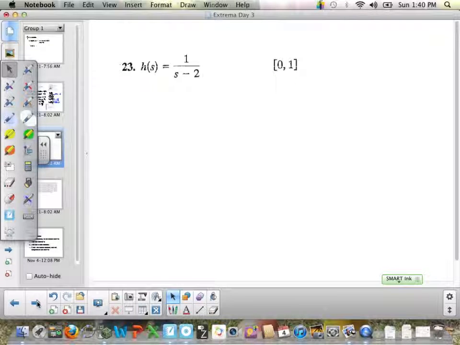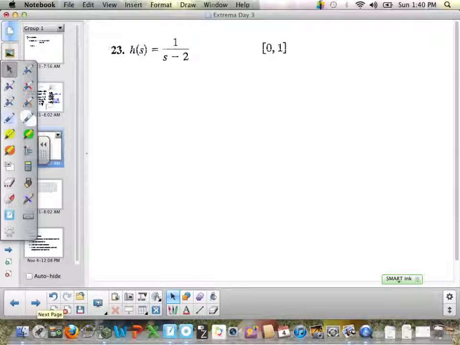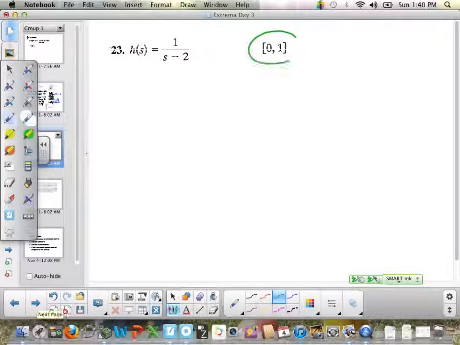H of s is 1 over s minus 2 on the interval from 0 to 1. Again, make sure it's continuous. There's a discontinuity at 2 here. However, our interval does not include 2, so it is okay. And we have a discontinuity, but it's not on our interval, so we don't need to worry about it.